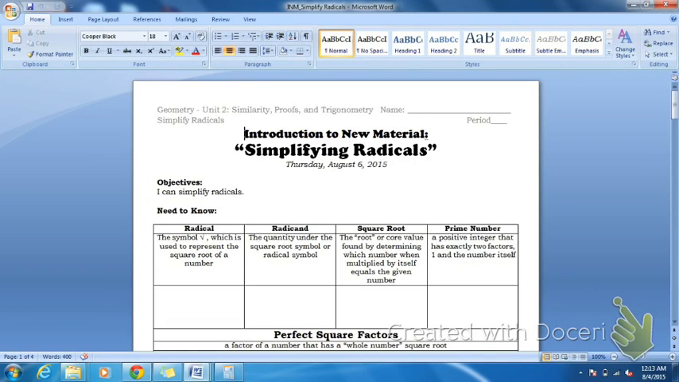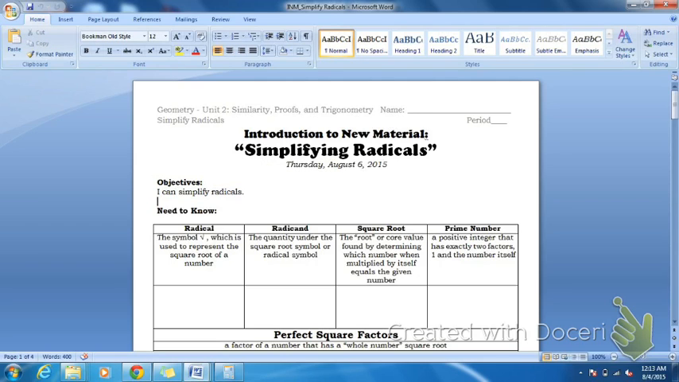Alright, some of you are going to hopefully turn a smile to this lesson because we're going to be simplifying radicals. It's not a major lesson for the Pythagorean theorem, but it is something that I want you to be prepared for. So let's take a look.